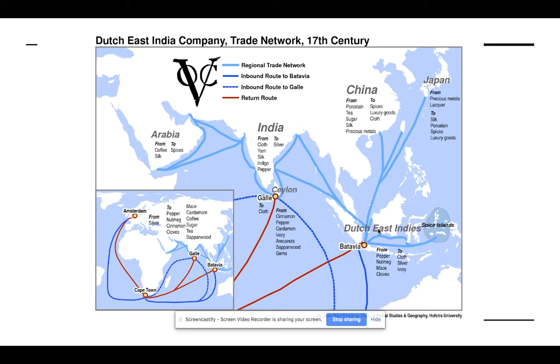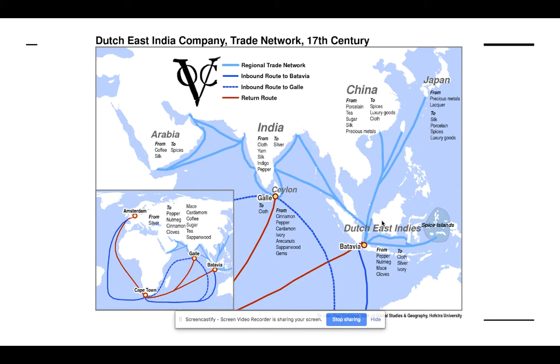So one thing you understand is, coming from the Dutch to Japan, right? From Japan, you would typically get a lot of precious metals. In exchange, they would give silk, porcelain, spices, and luxury goods. That's coming from the Dutch to Japan.